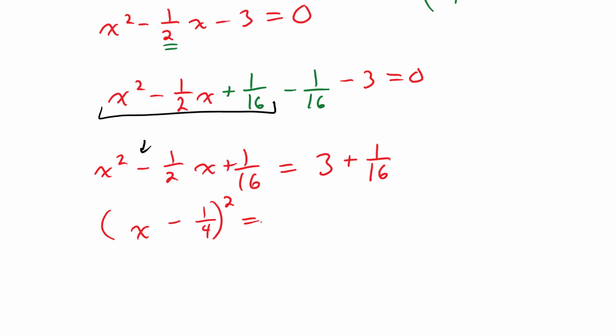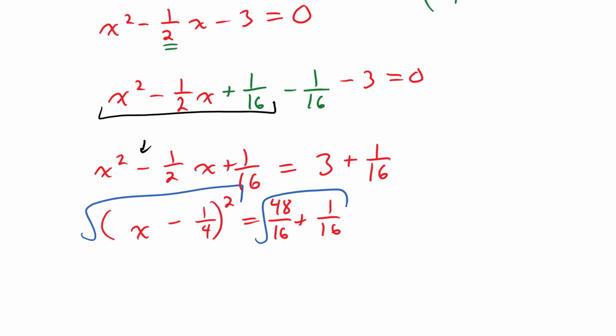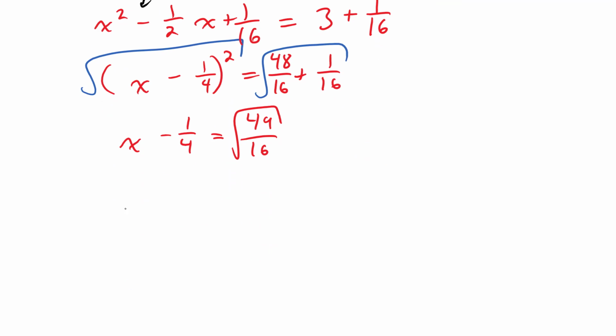Over here, let's turn that into a common denominator of 16. 16 times 3 is going to be 48. We'll then square root both sides to get rid of that squared value. We get x minus 1/4 equals 49/16, and we're taking the square root of that. Let's isolate x on its own by swinging the 1/4 to the other side. It becomes positive 1/4. We're going to square root this.